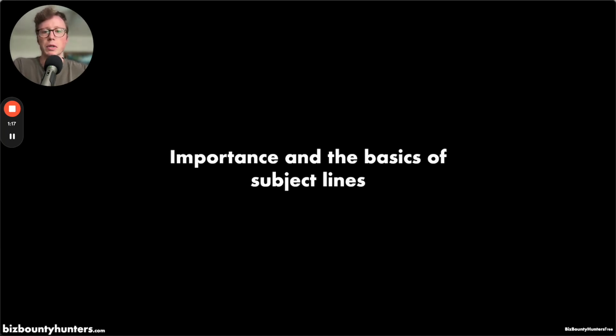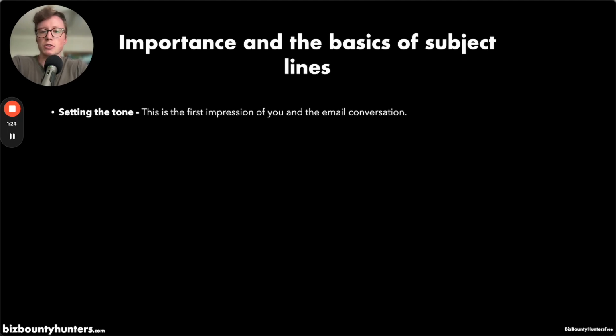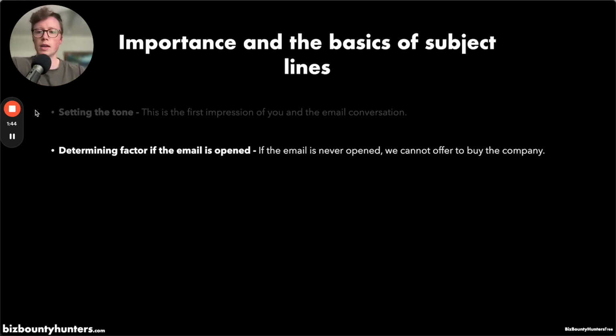So the importance and basics of subject lines. First and foremost, these are setting the tone. This is your first impression of you in the email conversation that's going to proceed. So you need to remember that when you're building these out for your emails. It's your first impression, and it makes or breaks whether the email is opened or not. It's the determining factor if the email is opened. And if your email is never opened, we cannot solicit that offer to buy the company, consult, whatever you're looking to do. So we need to get that email opened, and the subject line is the basis of that.